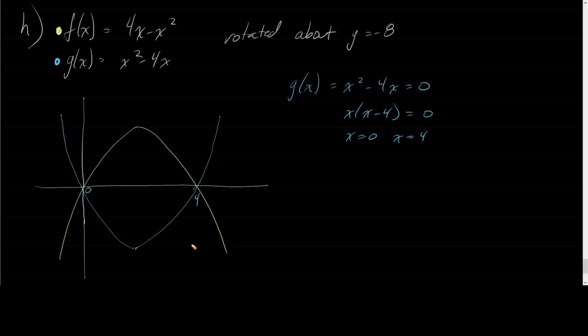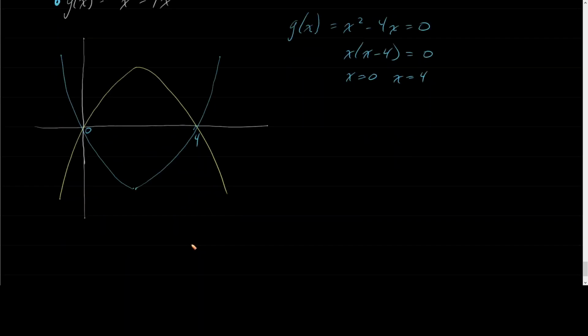Okay. But we're rotating this about the line y equals negative 8. So what we're doing here is, let's say that this is negative 8. We're rotating it about that line, y equals negative 8. So in here, my little guy is going to be right here, right? And my representative rectangle, well, it will look something like this.